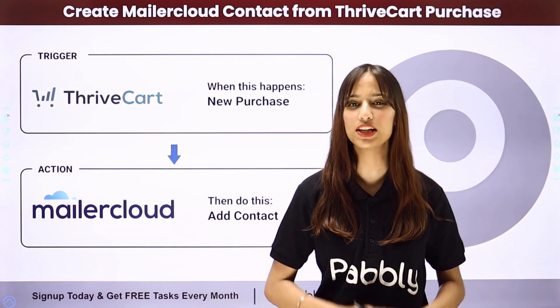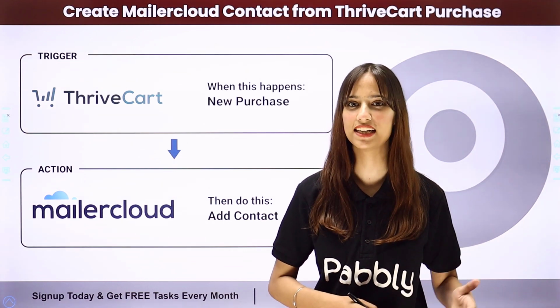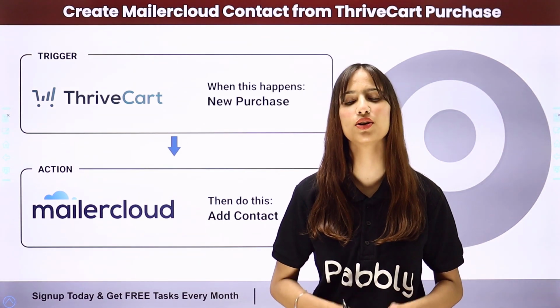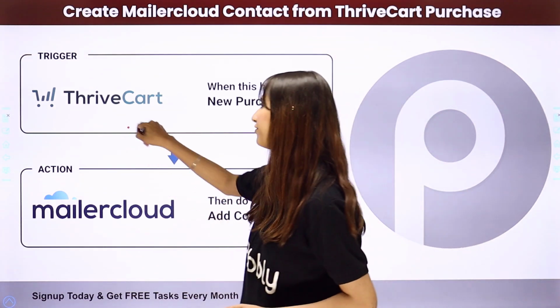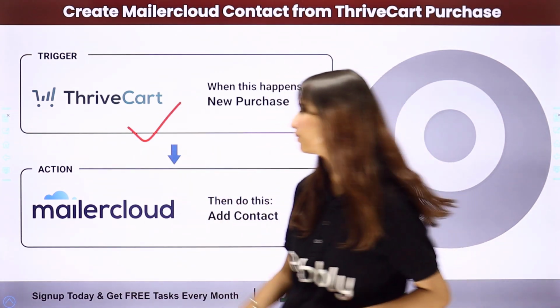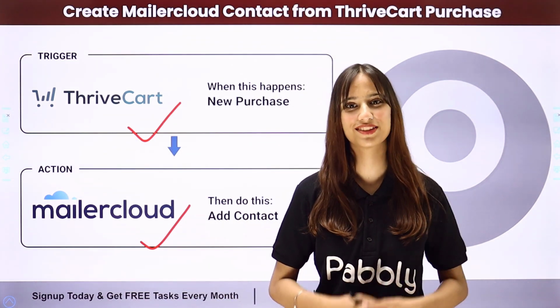Now to do this, I need to build a connection between these two applications, for which I'm going to use Pabbly Connect. Pabbly Connect follows the concept of trigger and actions. Here my trigger application will be ThriveCart and my action application will be MailerCloud. If you want to learn more about this, follow me through the screen.